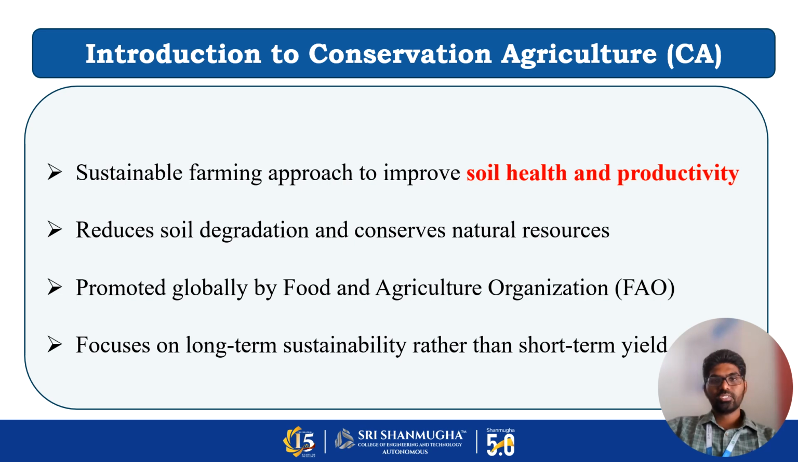Introduction to conservation agriculture. Conservation agriculture is the practice wherein we conserve agricultural resources and increase productivity by maintaining soil health. It is a sustainable farming approach that mainly focuses on improving soil health and soil productivity. It helps in reducing soil degradation and conserving natural resources. It is promoted globally by the Food and Agriculture Organization (FAO).